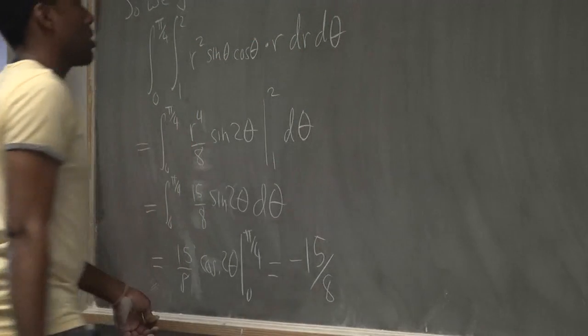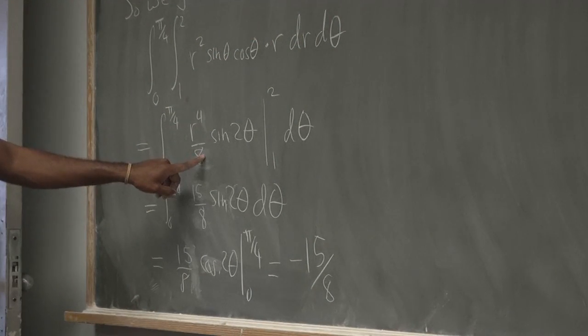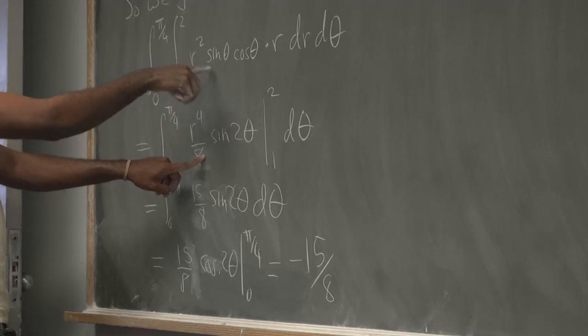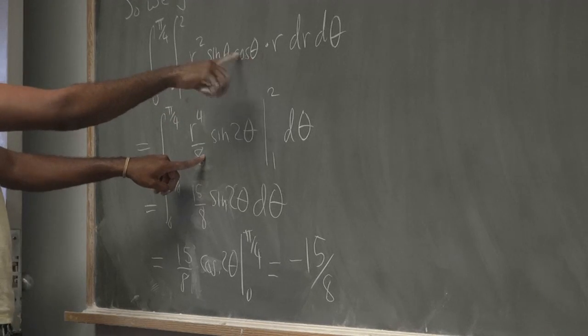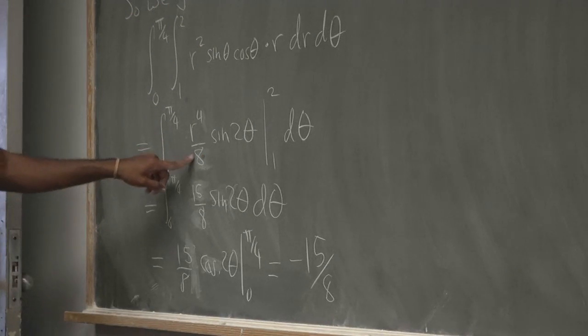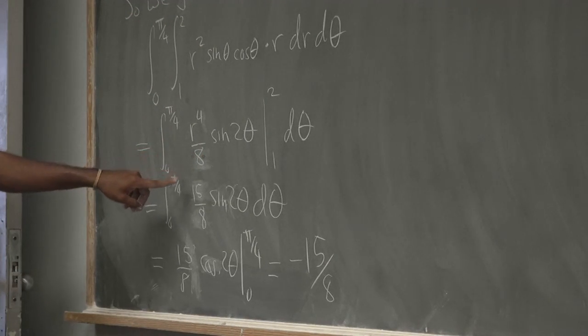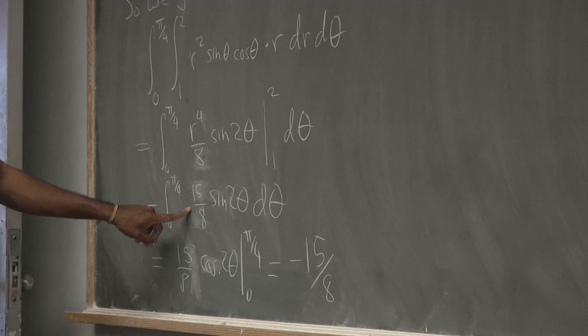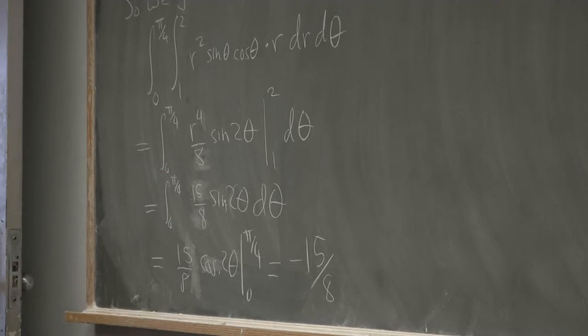So I use that here. When you integrate, it should be cosine 2 theta. So this would be r cubed times 1/2, right? So that goes to r to the 4th over 4 times the half. But it should be cosine 2 theta after integration. In the second step, it should be cosine 2 theta.